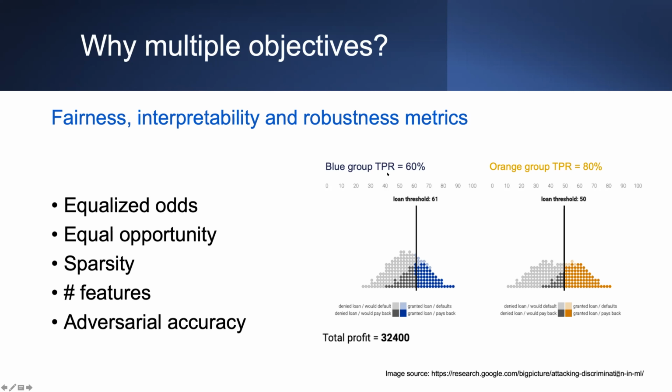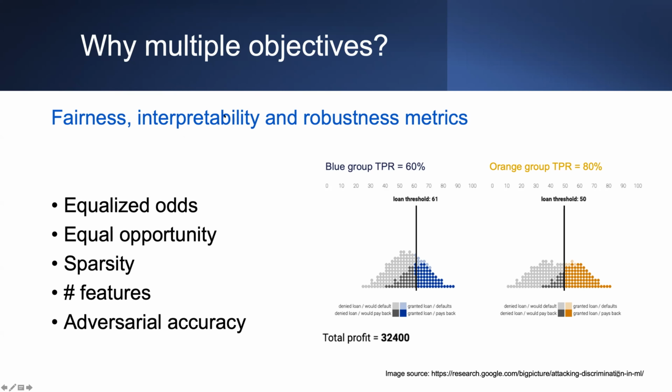But then if you actually look at the true positive rate, which means in this context that of all the people who can pay back the loan in the blue group, it turns out that your classifier is only offering the loan to 60% of them and 80% in the orange group, which means that your classifier is actually not fair, right? And so it does not have equal opportunity, so to speak. So you can make sure that the true positive rate across your different classes is equal, and that can be, again, an additional objective in your model.